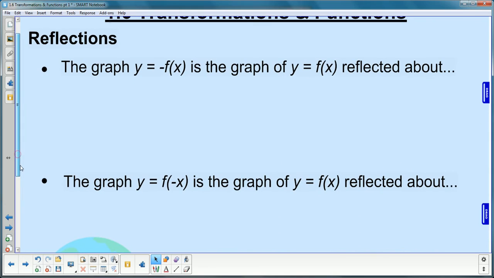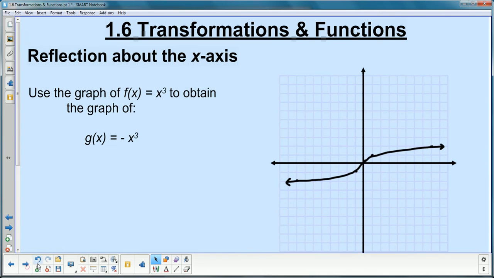Okay, let's see then. Our last piece we're going to have is about reflections. So again, when we do negative f of x, that means we're taking our parent function and we're reflecting across the x-axis. So negative f of x is outside. If we plug in a negative x, meaning we have a negative sign inside our parent function, that is going to be a reflection about the y-axis. And I'll show you each of those here.